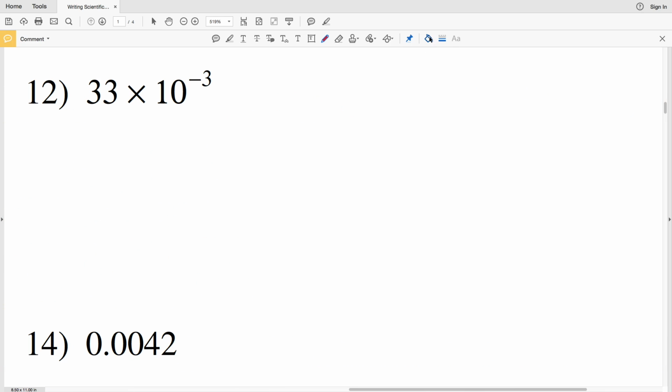And number 12, we have 33 times 10 to the negative third. So I'm going to do this one a little bit differently. I'm going to work out this multiplication at the start. So we'll have 33 times 10 to the negative 3. So that's going to be 33, but we're going to be moving the decimal place over 3 times. So 1, 2, 3, and that's 3 times to the left, because when we multiply 33 by some fraction, because this number is 1 over 10 to the third, this number is getting smaller.